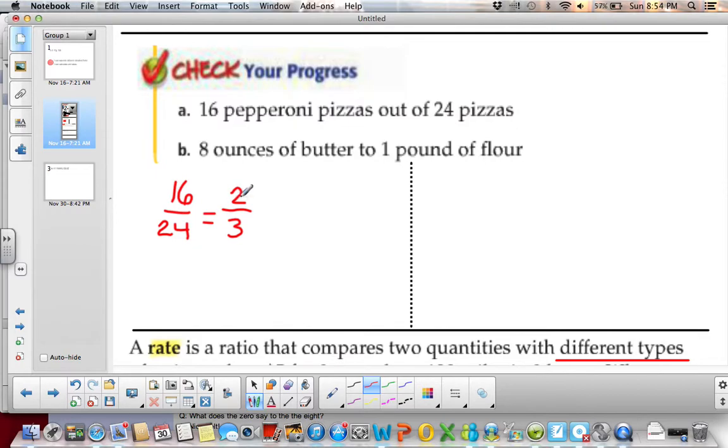Or 2 pepperoni pizzas out of 3 regular pizzas. So if you take 3 pizzas, 2 of them will be pepperoni pizzas.